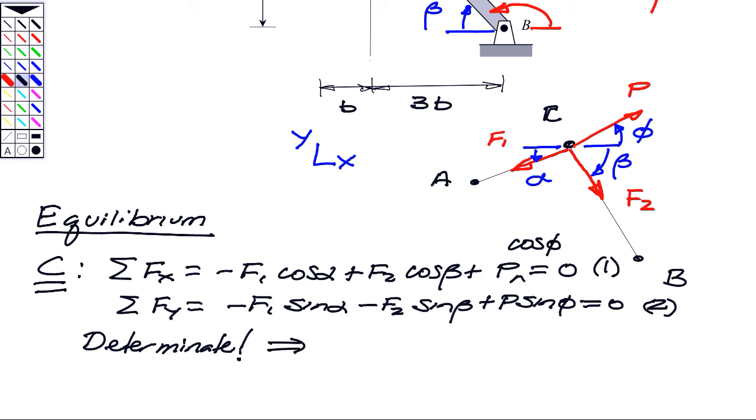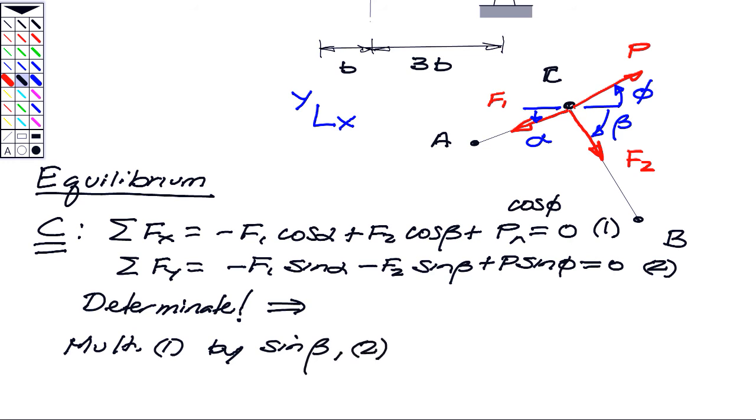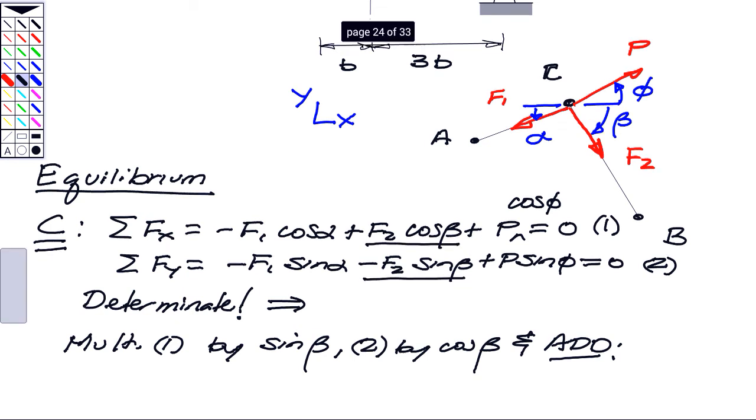So what I'm going to do is multiply equation 1 by sine beta. I'm going to multiply 2 by cosine beta. And in the end, I'll take those two resulting equations and add them. The reason for this is that it gets rid of the F2. When I add these two after doing those multiplications, they will cancel out.